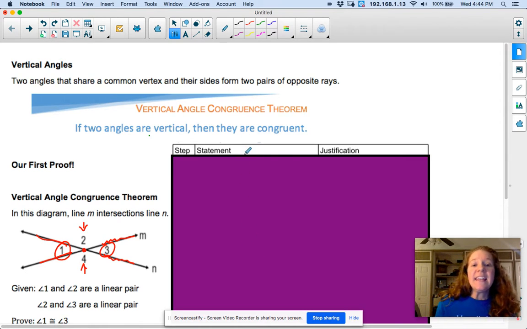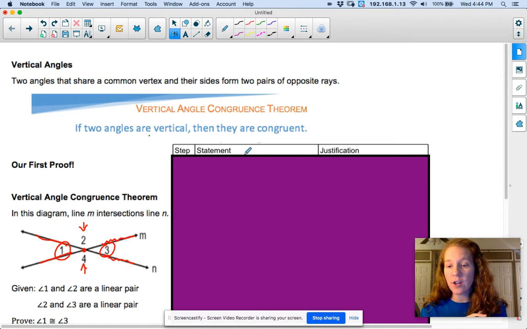All right, now, starting a proof. First thing you got to do when you're starting a proof is think about the end. Think about what you're trying to get to. So for example, the vertical angle congruence theorem says if you have two vertical angles, then they are congruent. So if I'm going to prove that to be true, I need to prove that no matter what vertical angles I'm given, regardless of how the two lines are crossing, they are congruent.